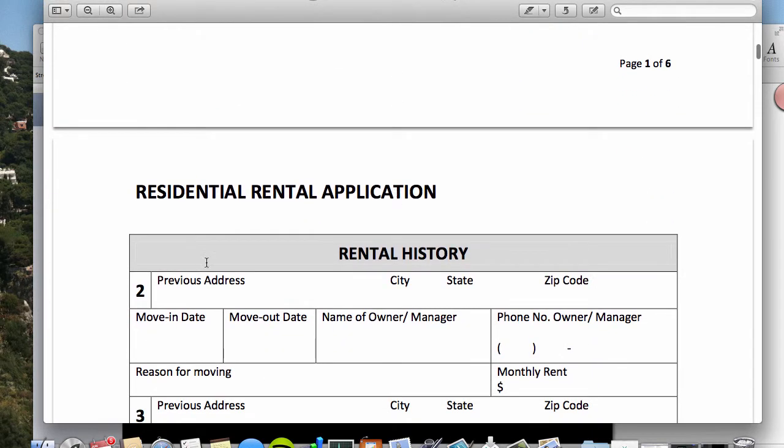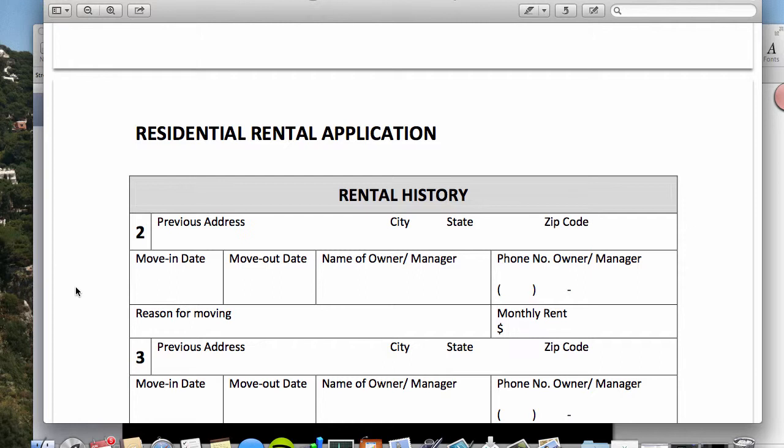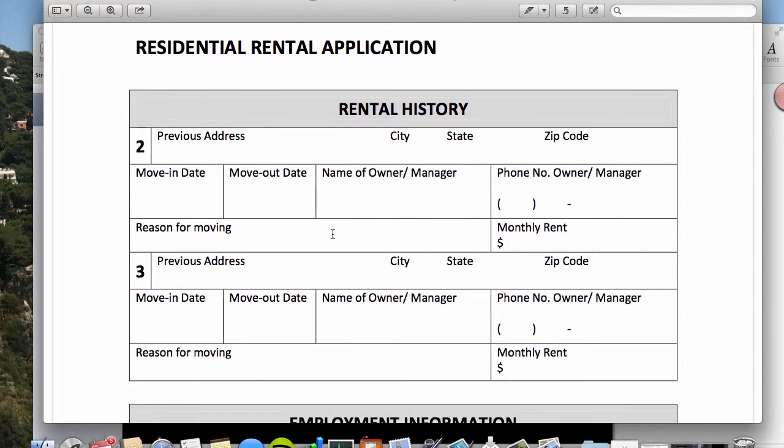But most of the pool of tenants that you're going to be choosing from are probably going to have rental history. And so you're going to want to make sure that they fill this out. And you're going to want to make sure that you follow up on it.